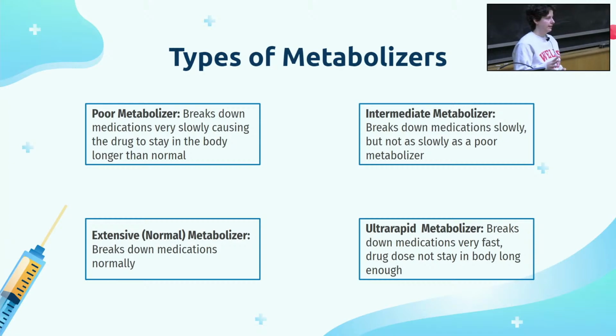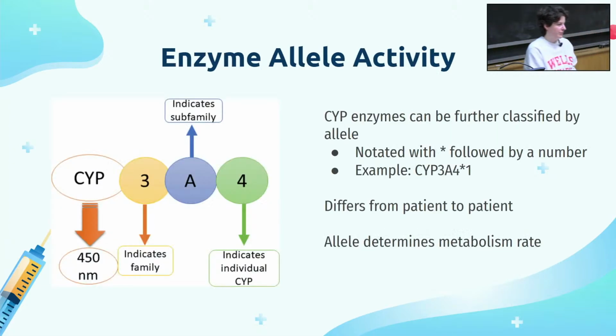Intermediate can be kind of a gray area. You can be fine as an intermediate metabolizer. Sometimes you might need to change something. It kind of just goes by patient, by drug. And then ultra rapid, that is basically the drug's getting in the body and it's getting out and you're not getting the effect that we need you to get. So as you can see, that's not great because if we give someone a drug, we want it to work and do something.